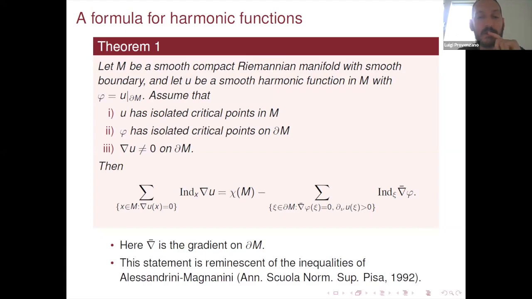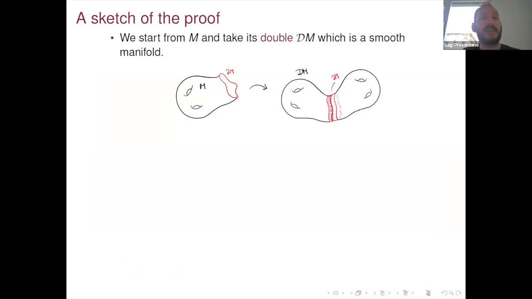And again, this statement is reminiscent, if you translate it a bit, of some inequalities. Actually, they have inequalities that have been stated for harmonic functions in the paper of 1992. Okay, only for this I will sketch the proof. It's really an idea of the proof. I will not, of course, enter into the details. In fact, I used pictures just to represent the situation. These are just pictures. Please take them as they are.